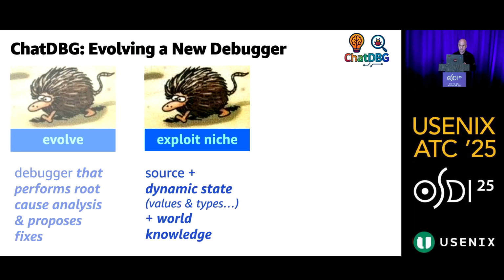It exploits the niche here, right? The debugger has access not just to your source code, but to all this dynamic state. And this LLM, by having this world understanding, can actually reason about your code. So I did not reason about your code in a domain-specific way. So I didn't go into this in the example.